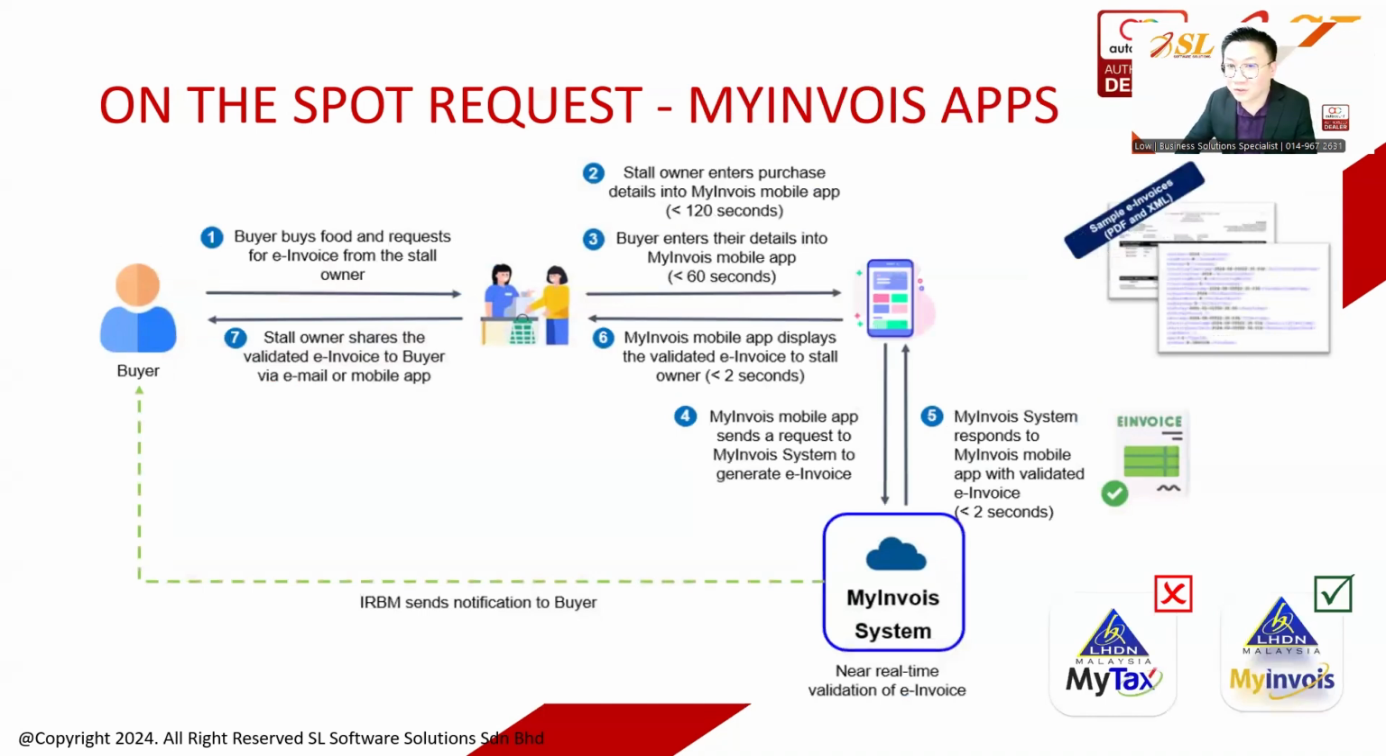And then just now I said the government provides the apps. You see there are 2 apps here. One is called MyTax, another one is called MyInvois. So you see the logo here. Make sure you download the right one, MyInvois. Don't download the wrong one, MyTax. Okay, the MyInvois one.